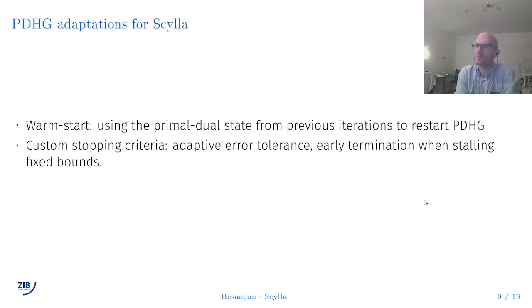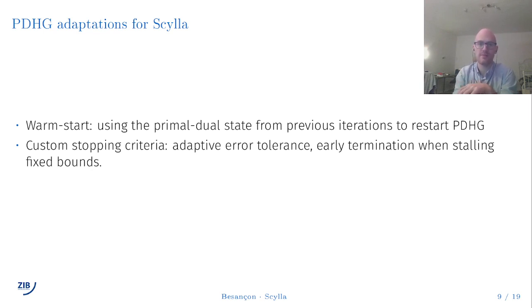So we made several modifications to the PDLP code to make it work for our use case. The first one was warm starting. We added the possibility of passing the previous primal dual state from the outer iteration of Scylla to the next one. That way we warm start PDLP with a primal dual solution, since it doesn't specify what the initial pair X, Y should look like, and so we can just use what we think should be a good one.